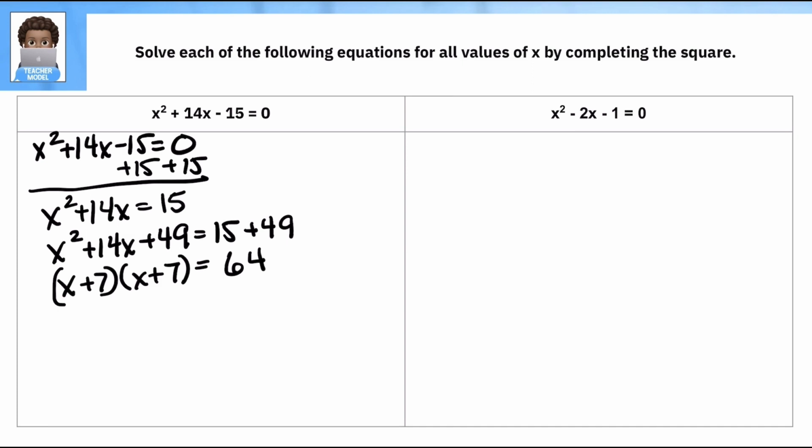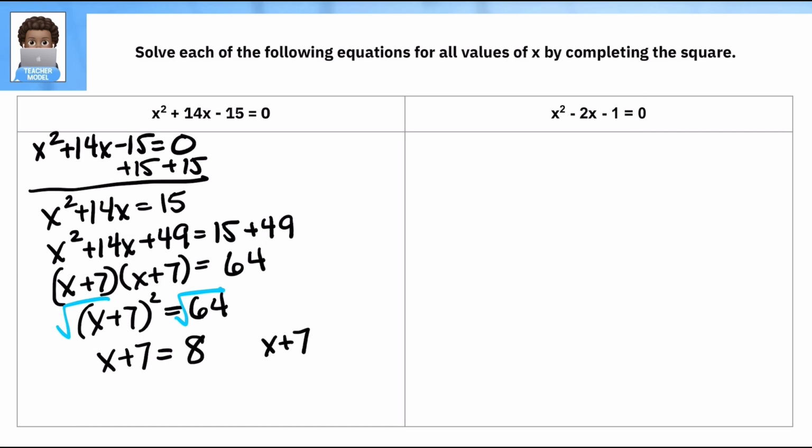All right, now let's rewrite this. So I have x plus 7 squared is equal to 64. So we can find the square root of both. And now I have x plus 7 is equal to, and then here are the two different pathways, positive 8, or x plus 7 is equal to negative 8.